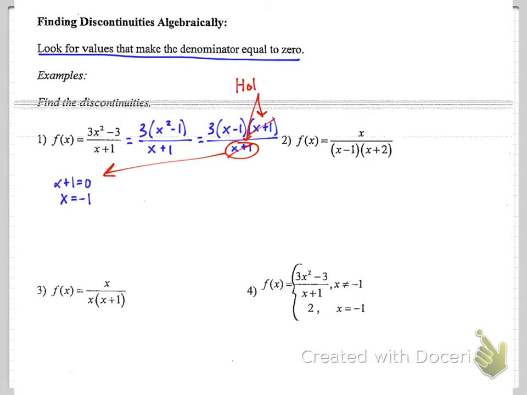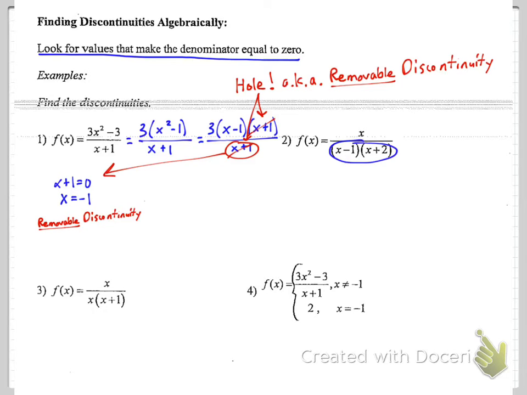But because you can divide that out, that means that discontinuity is going to be a hole. There's a factor in the numerator and the denominator. So, remember, a hole is a removable discontinuity. So this x equals 1 is a removable discontinuity.